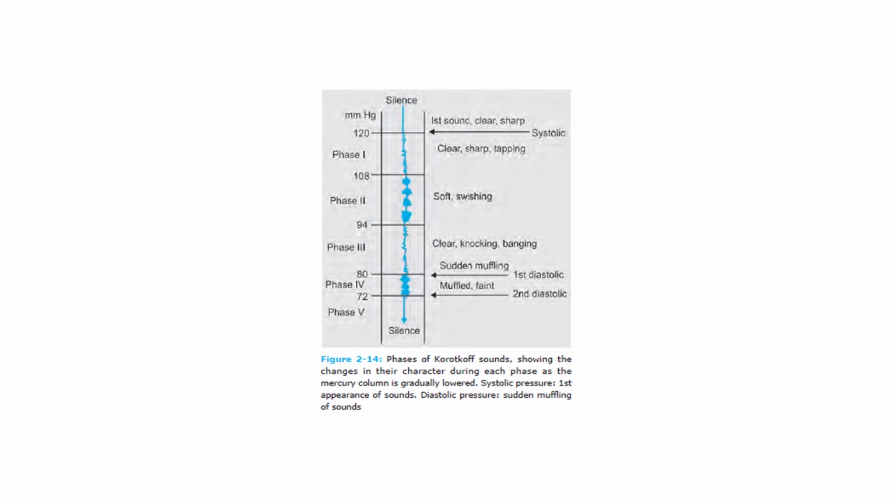Phase 1, sudden appearance of a clear tapping sound. It becomes louder during 10 to 15 millimeters of mercury fall of pressure. Phase 2, sound becomes soft and murmuring in the next 10 to 15 millimeters of mercury fall of pressure. Phase 3, murmuring character continues but becomes louder and clear in the next 5 to 7 millimeters of mercury fall of pressure. Phase 4, sound becomes soft and muffled. Phase 5, sound completely disappears.